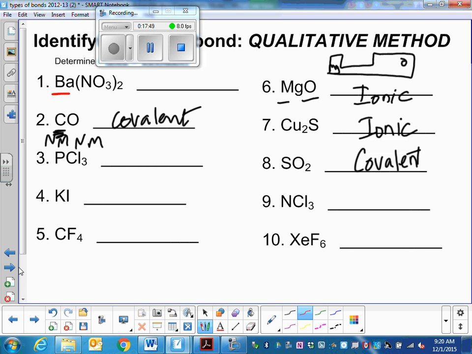let's look at this compound. Barium, and it contains a polyatomic ion, nitrate. Do you see that? Barium is a metal, nitrogen is a non-metal. The bond between barium and nitrogen is ionic. But the bond between nitrogen and oxygen is covalent. So, if a compound contains polyatomic ions in it, it contains both ionic and covalent bonds in it. Do we understand that?